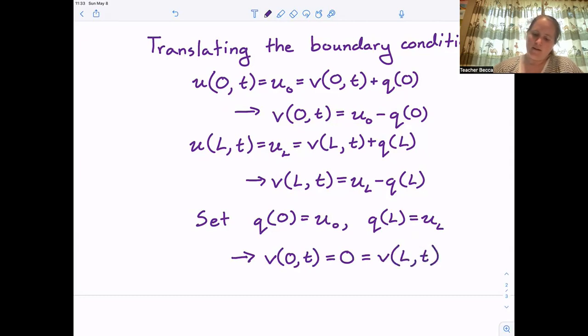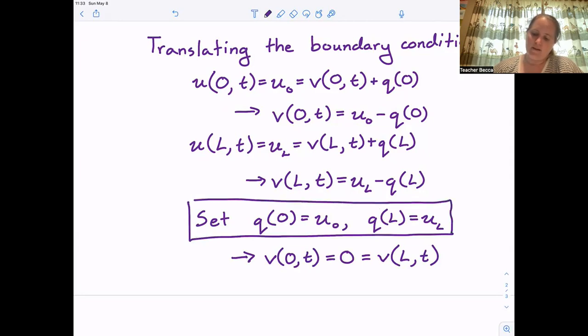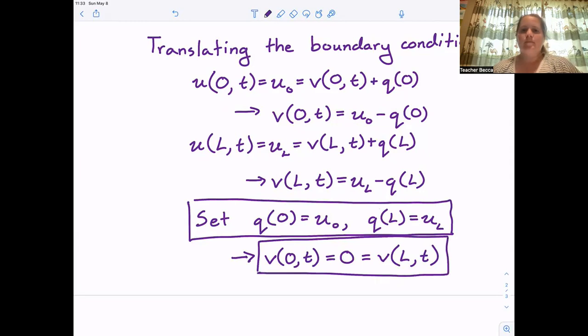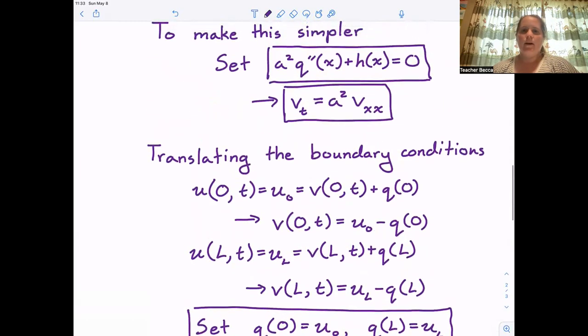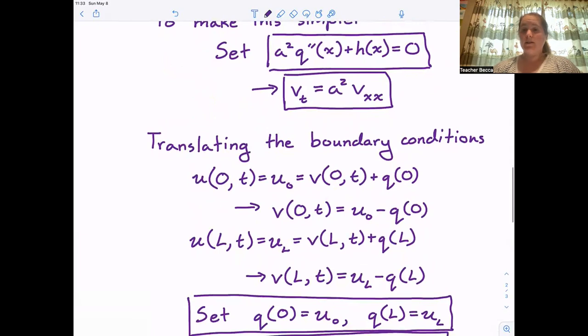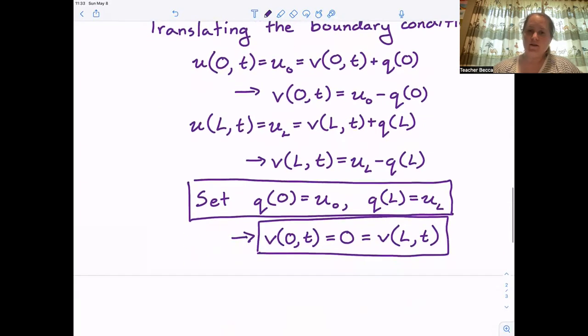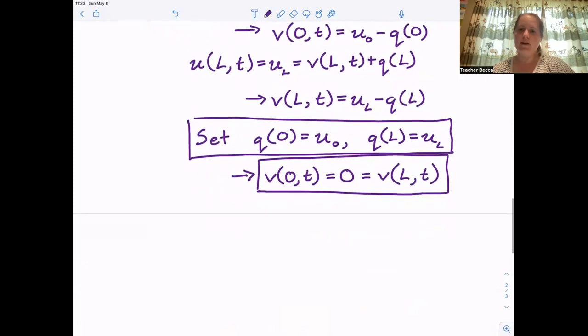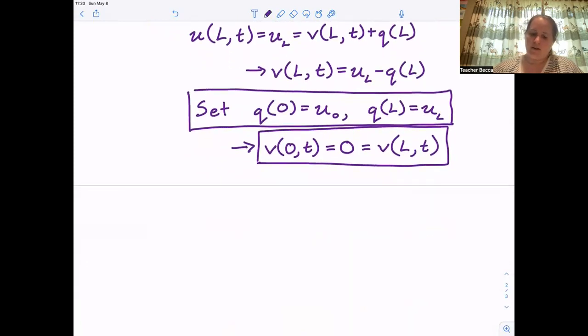So again, boxing these two conditions to keep with us. We have our equation in Q results in a familiar equation in V. We have our boundary conditions on Q result in familiar boundary conditions on V. And then finally, our initial condition. So translating the initial condition.